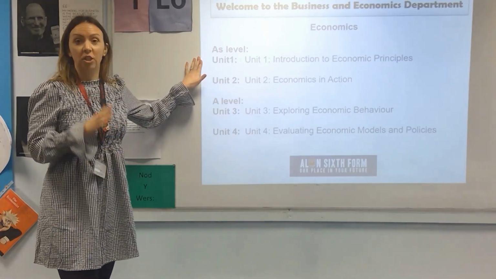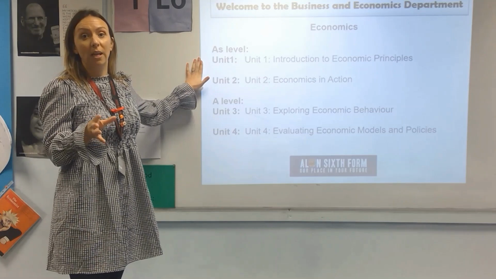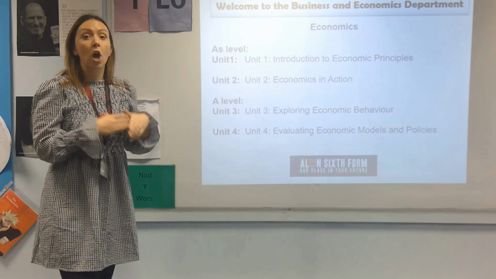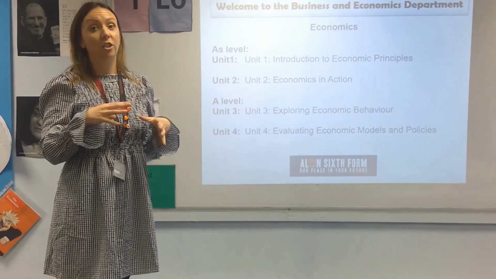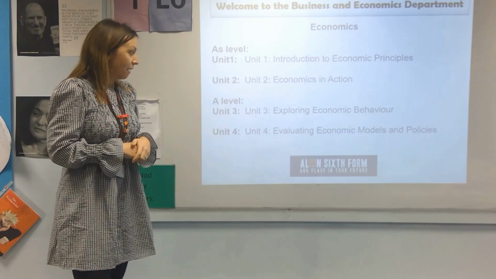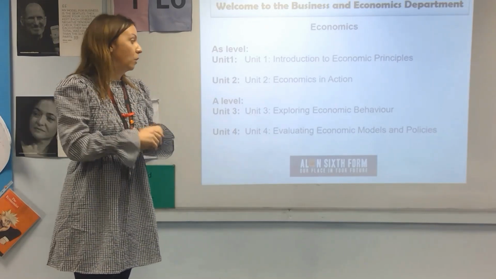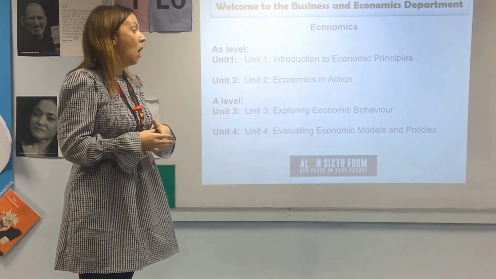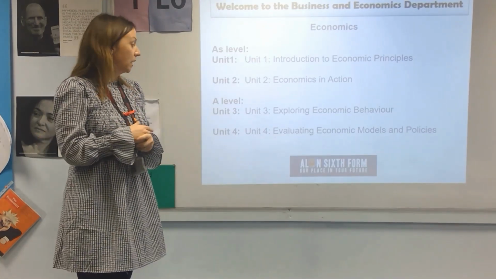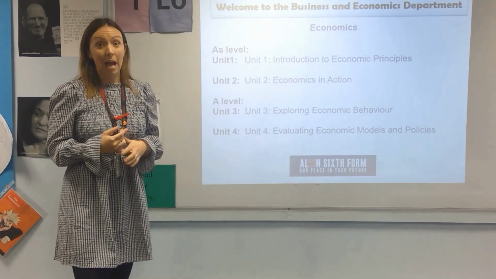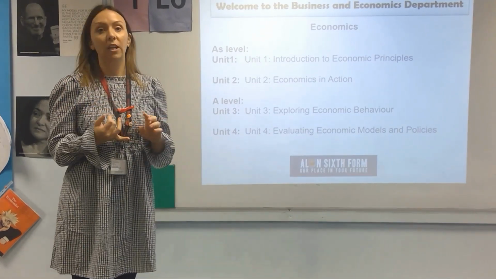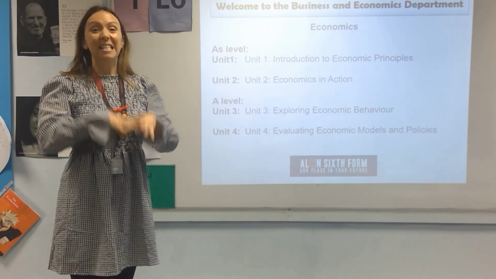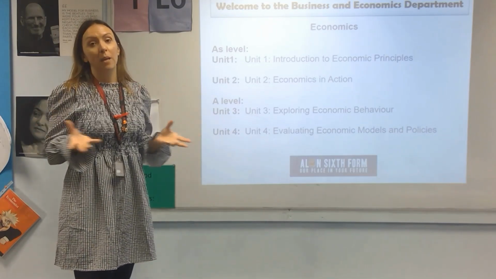At AS, you do 2 units. Unit 1, which is Introduction to Economic Principles, which is multiple choice questions and smaller questions with case studies. Unit 2 is Economics in Action, larger case studies and comprehension questions underneath. Then at A level, where you move on to the rest of the 60% of the course, you would do Unit 3, Exploring Economic Behaviour, which is a mixture of smaller questions and case study type questions. And Unit 4 is an exam essay-based paper where you're looking at an essay in microeconomics, macroeconomics and trade. You're looking at things synoptically there, covering all 2 years of the course.